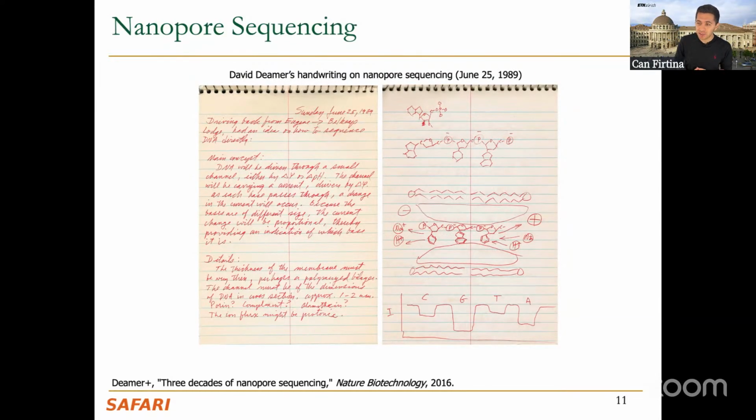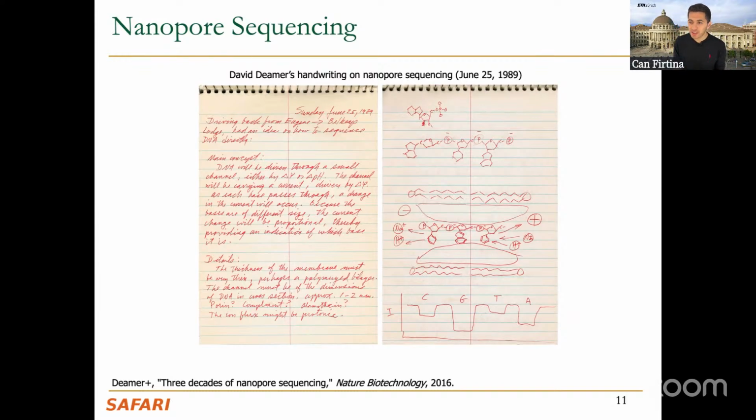It started with an idea in the 1980s by David Deamer and his colleagues. This is his own original handwriting on a notebook. And the idea started with asking a question. The question was, DNA is mainly negatively charged, and can we build a structure such that we can let the DNA move from one direction to another direction?